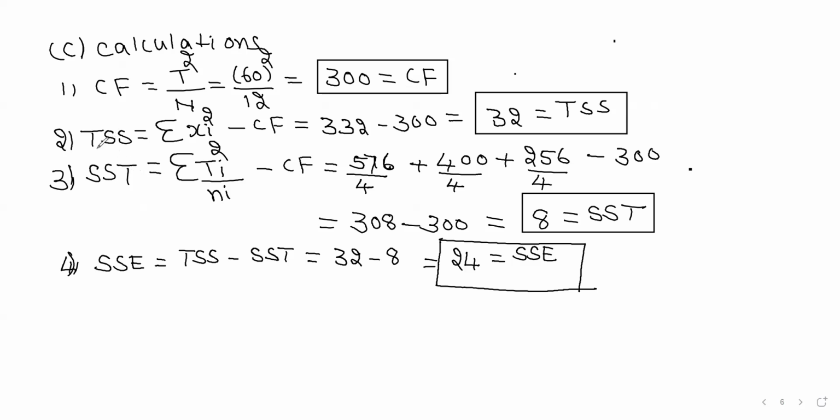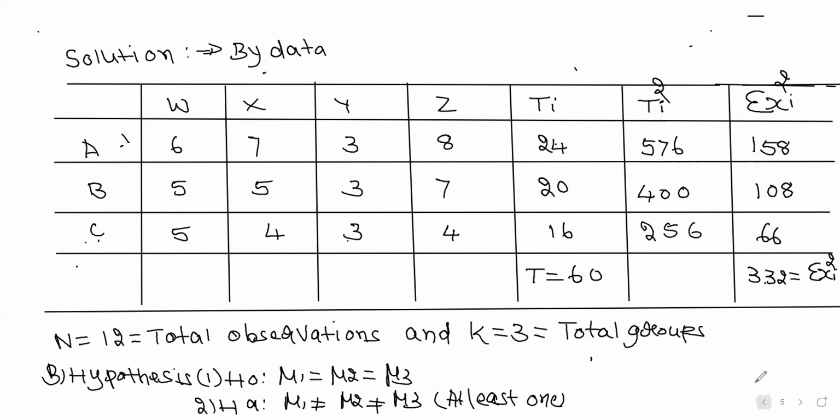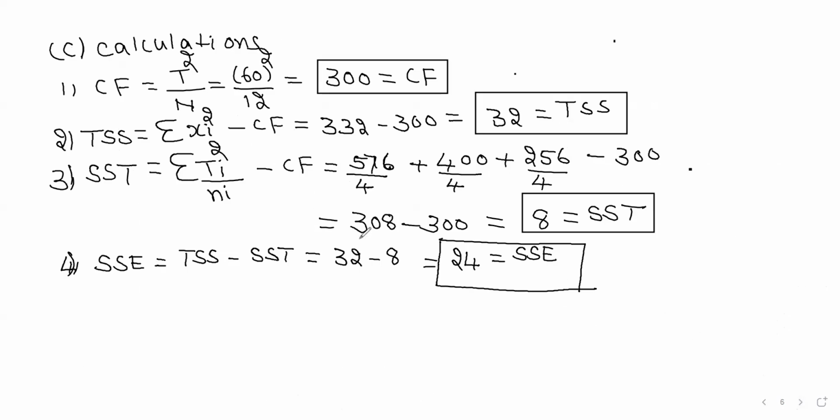Then the next calculation is TSS, summation of xi square minus CF. Look here, summation of xi square from the table is 332. 332 minus CF, which we have just calculated as 300, is 32. That means TSS is 32. Box it. It is an important result.